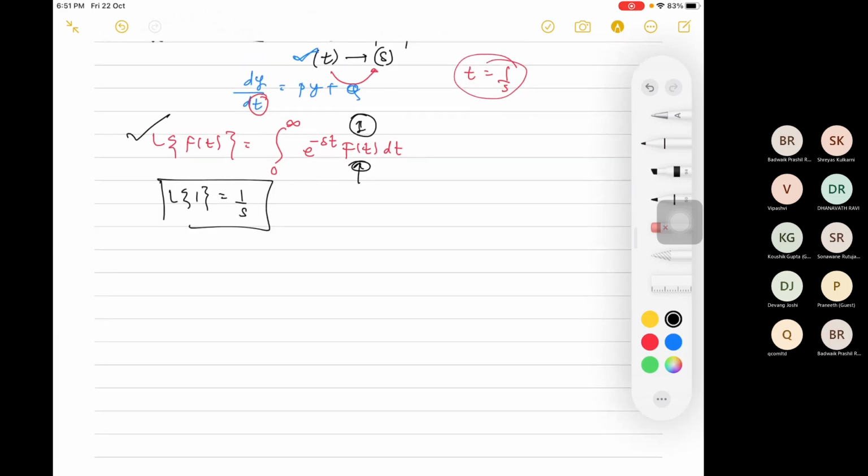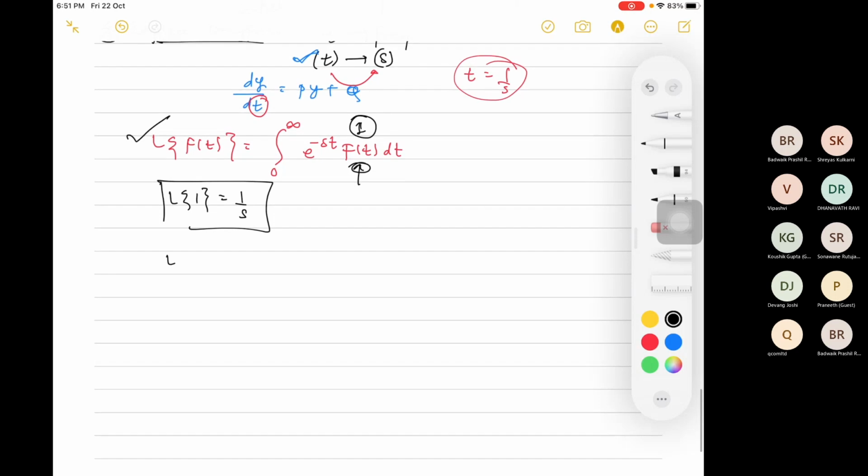Similarly, I'm writing the Laplace transform of e power at. Suppose you substitute e power at here and use the gamma function, you will get 1 upon s minus a. So these two are examples. You can go ahead and you will find the list of Laplace transforms on the internet. The major and most useful ones will be sin at, cos at, sinh at, or t to the power n.